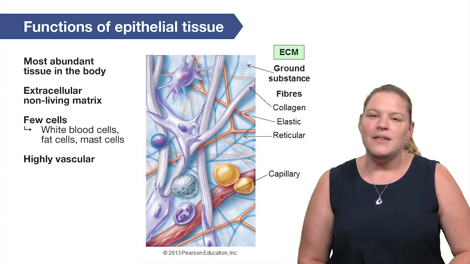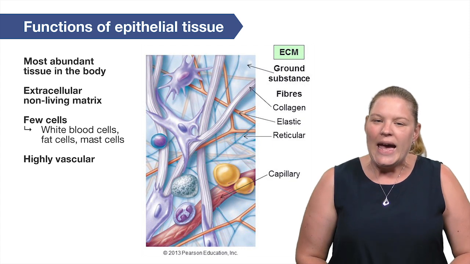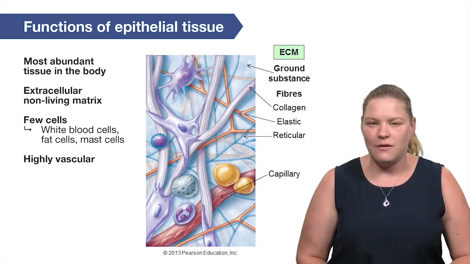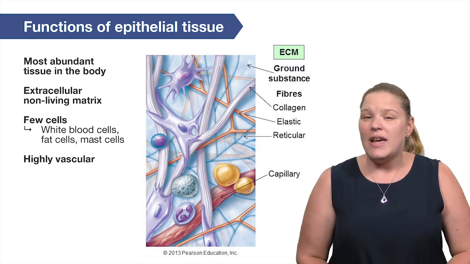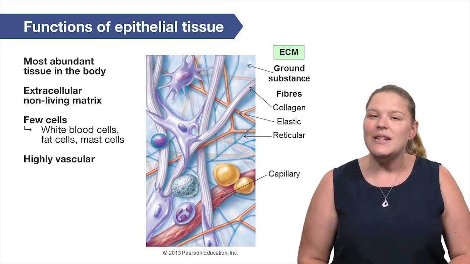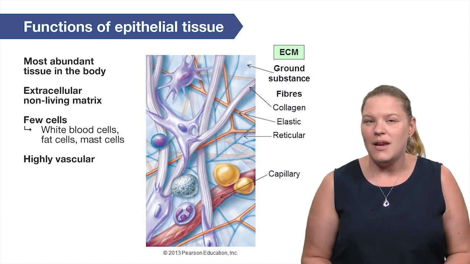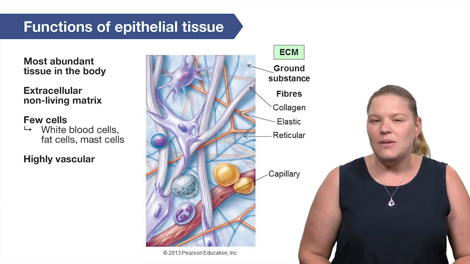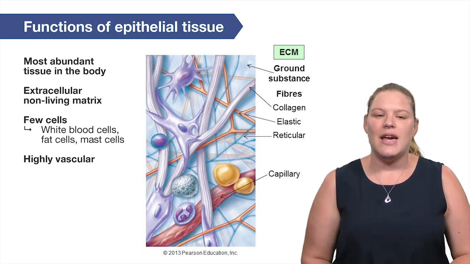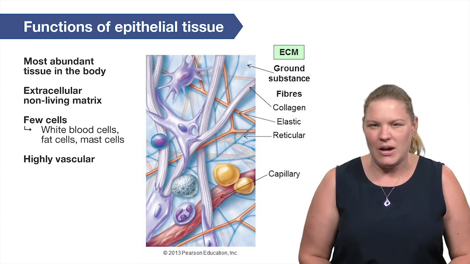Connective tissue itself consists of an extracellular matrix that contains a fluid called ground substance, and it also contains a number of fibres, which include collagen fibres, elastic fibres, and reticular fibres. Connective tissue doesn't have very many cell types, it has very few, and they are widely spaced. But the cell types that it does contain include white blood cells such as phagocytes and lymphocytes, and it also contains mast cells. So they're just a few of the cell types that it does contain. Connective tissue is highly vascular, so it has a really good blood supply.